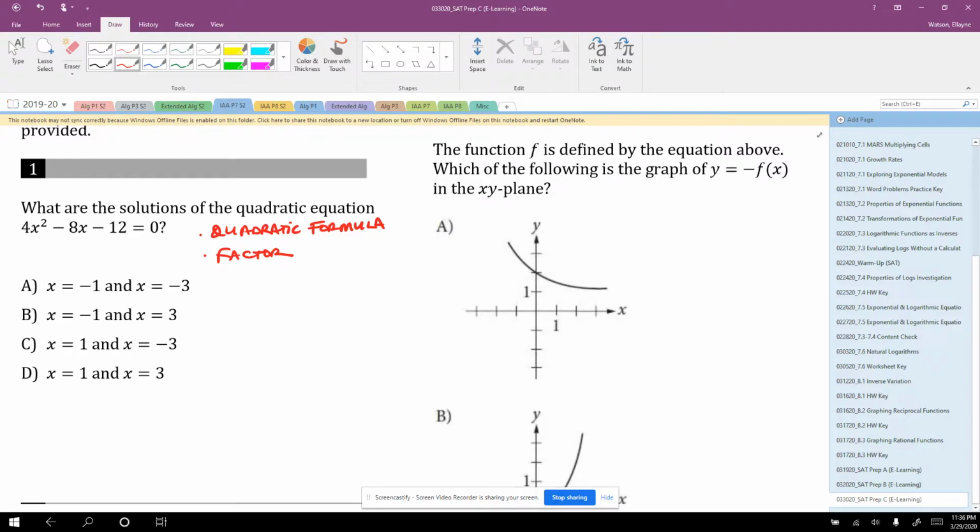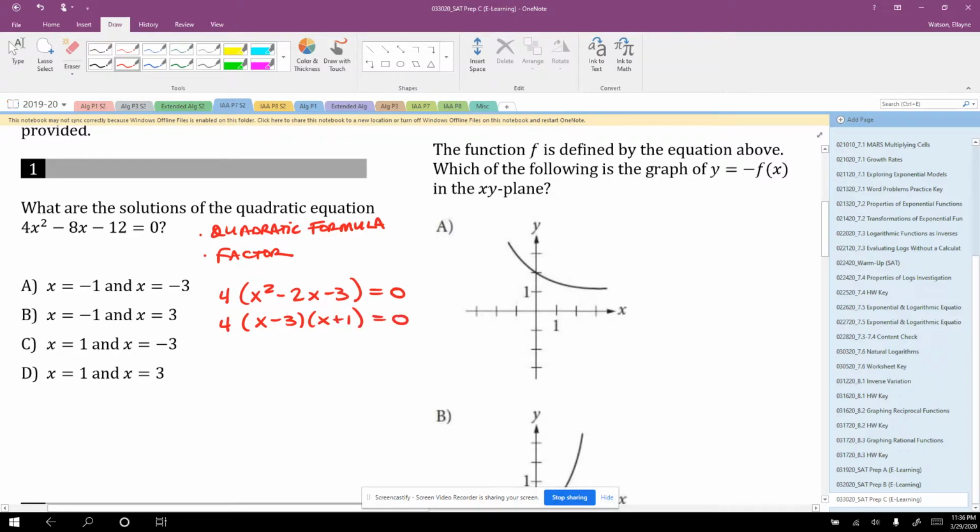So I see that it has a 4 in common, so I can take out a GCF. So I'm going to do that. Take out a 4, it leaves me with x squared minus 2x minus 3. And then I can further factor this to x minus 3 times x plus 1.